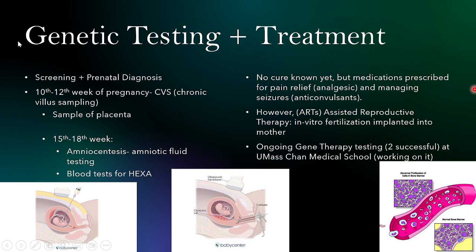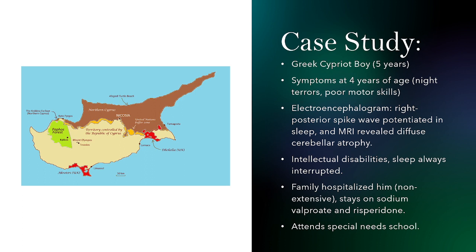However, there was an assisted reproductive therapy done on a woman called in vitro fertilization, and it was implanted into the mother, and I think they noticed some differences in the Tay-Sachs, which is an ongoing gene therapy. There have been 2 successful tests of this done at UMass Chan Medical School, where there were fewer symptoms shown in the kids with Tay-Sachs, and they were living to higher ranges.